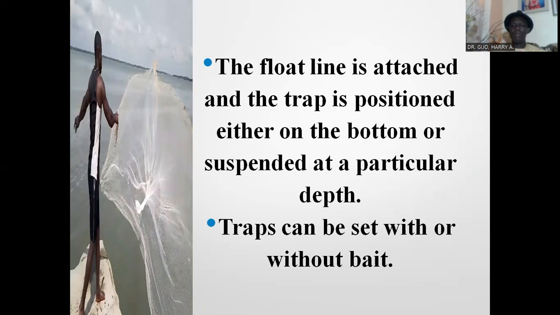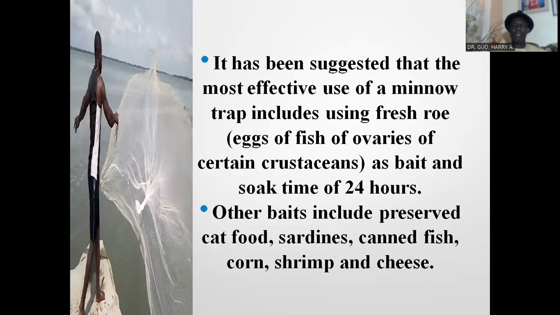Traps can be set with or without bait. There are some traps that can be set with baits, while others are set without baits. It has been suggested that the most effective use of minnow traps includes using fresh roe, which is basically eggs of fish or ovaries of certain crustaceans, as bait and a soak time of 24 hours. Other baits include preserved cat food, sardines, canned fish, corn, shrimp, and cheese.